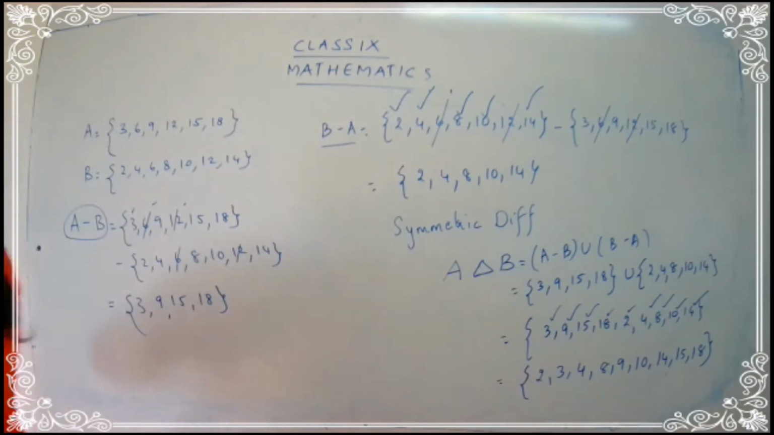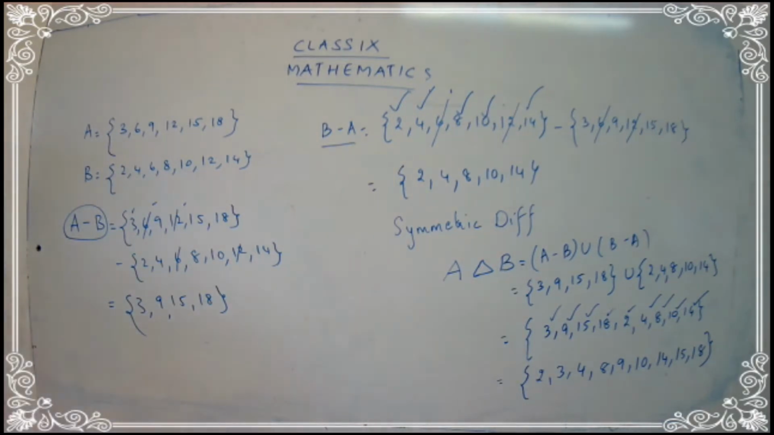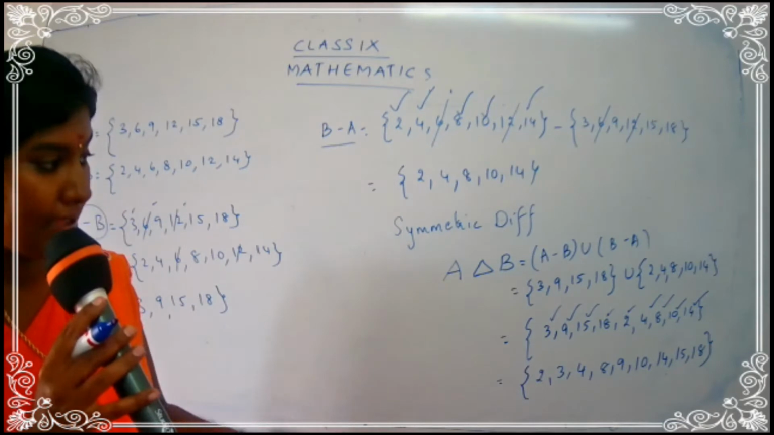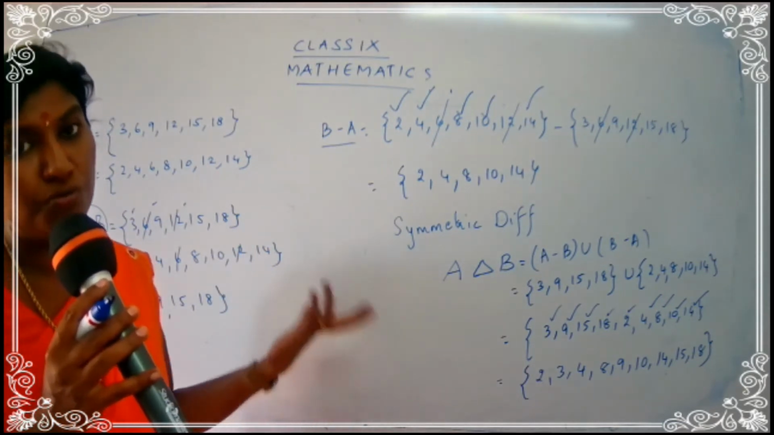So try to write down the members in increasing order wherever it is possible. Please note this down. In some cases, you will not be able to write in an increasing or decreasing order. But in some cases, we will be able to write in order. So wherever it is possible, you have to write in order, that is, in increasing order. You may also write in decreasing order. You can write this as 18, 15, 14, 10, 9, 8, 4, 3, 2, and so on.